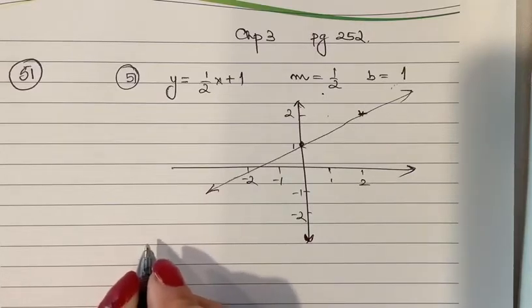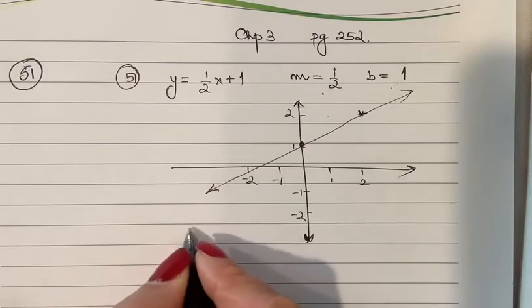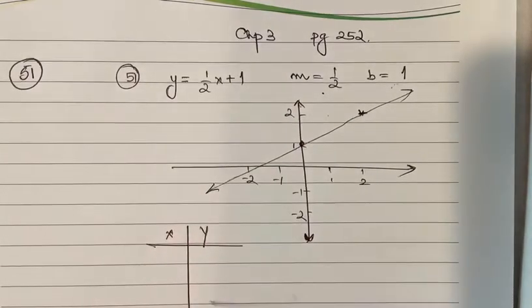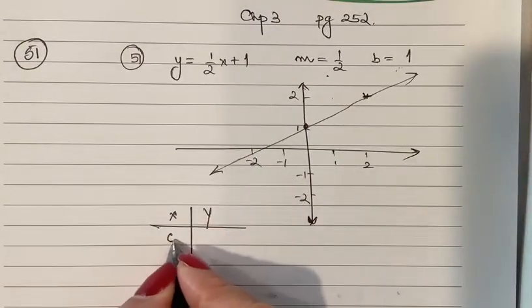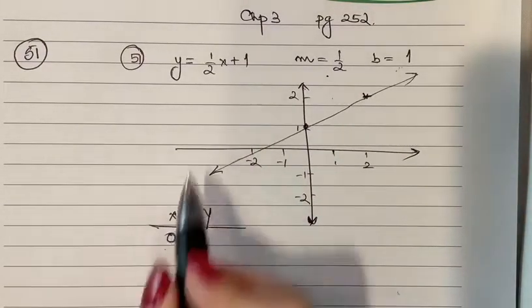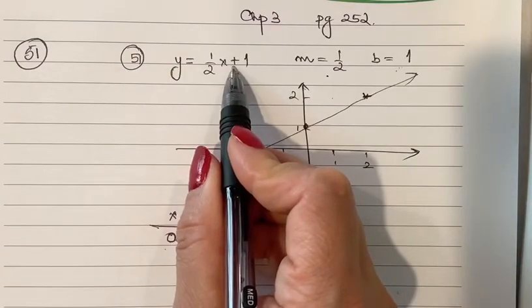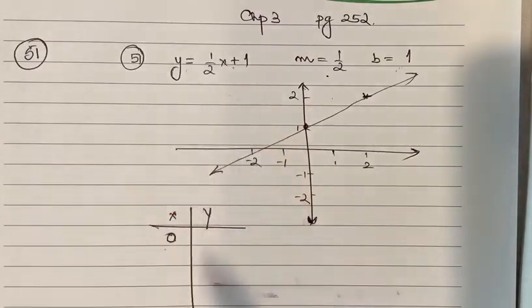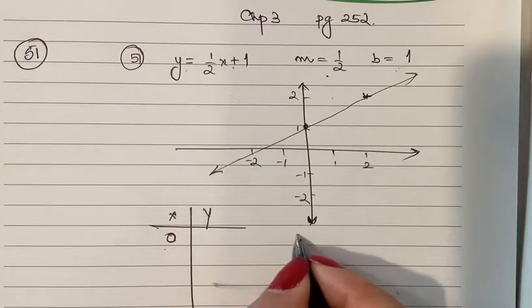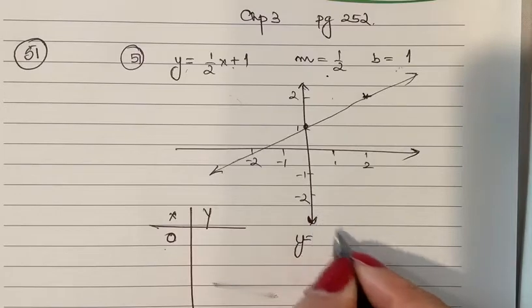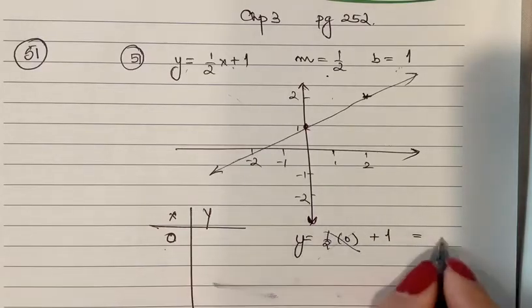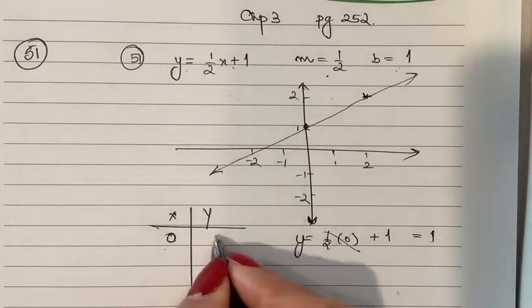So the second method is doing your x and y table. So in that case, what you do is you make this little table, x and y. You put 0 over here, plug the value of 0 in this equation and see what you get. If you put 0 in this equation, you get y equals to 1. Let's do it over here, which is y equals to half times 0 plus 1, which gives you, this cancels out, y equals to 1.